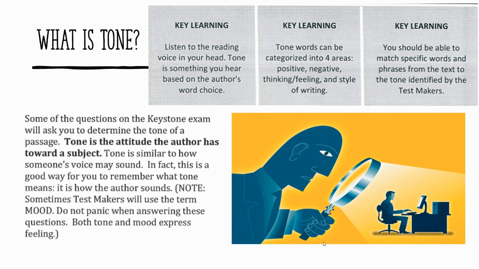So, for key learning in what is tone, you should listen to the reading voice in your head because tone is something you hear based on the author's word choice. There are tone words that can be categorized into four areas: positive, negative, thinking or feeling, and style of writing. You should be able to match specific words and phrases from the text to the tone identified by the test makers. Some of the questions on the Keystone exam will ask you to determine the tone of a passage.